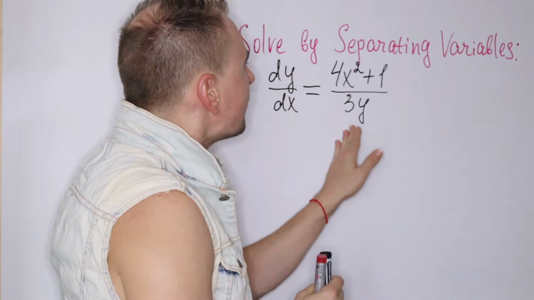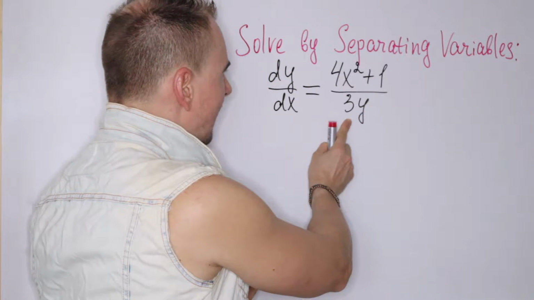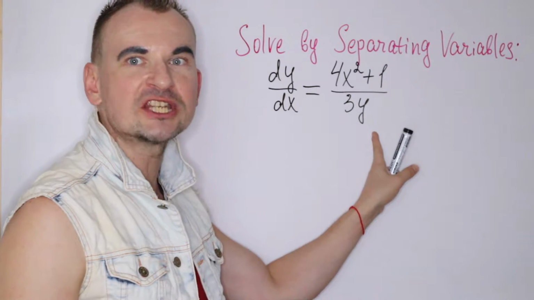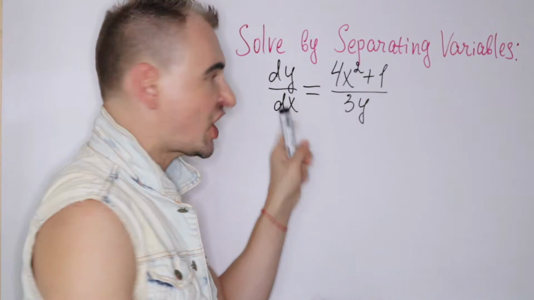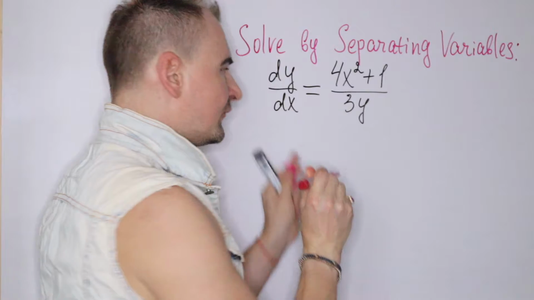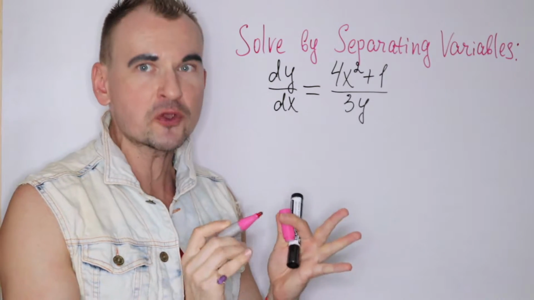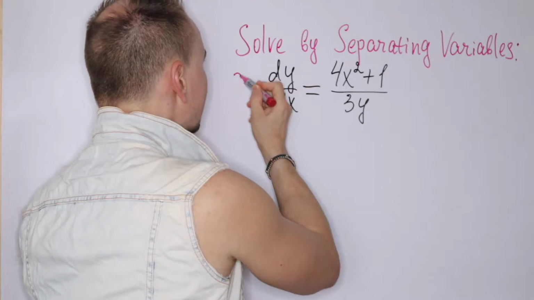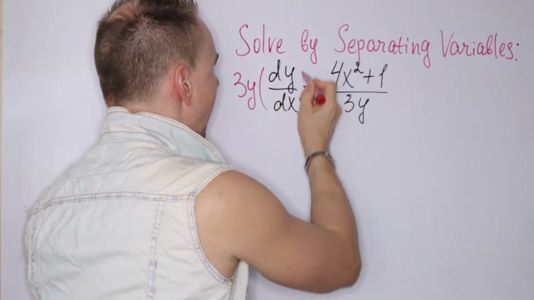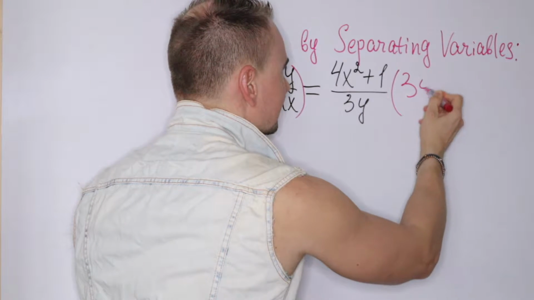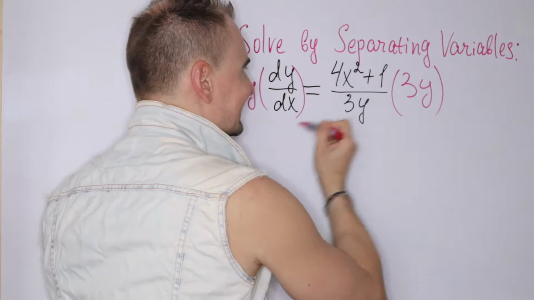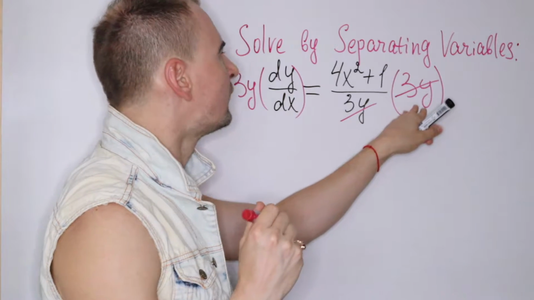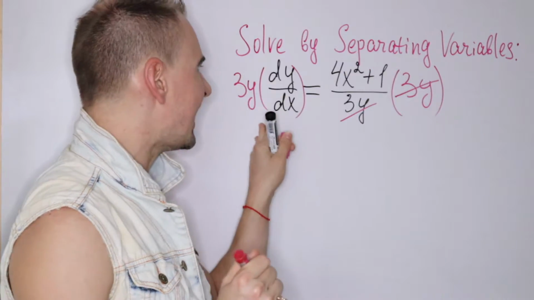So let's do it. For this one, the first step is to multiply both sides of your equation by 3y in order to move it to the left side. And don't forget, if you do something to one side of your equation, you have to do it to the other side, so you don't change the overall value of your equation. So again, I'm going to multiply both sides by 3y. What that does is clear off this 3y from the right side. In other words, I moved this 3y term to the left side.